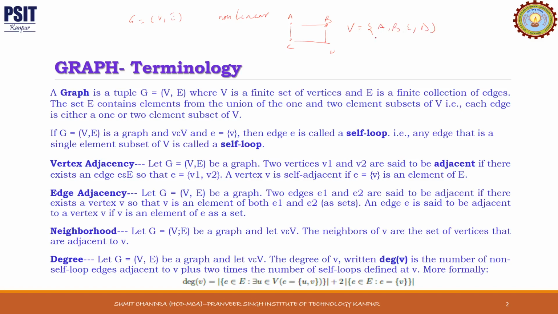The set of vertices V is equal to A, B, C, D. Vertices are also called endpoints, and the set of edges E is equal to: we have the AB edge, we have the BC edge, we have the CD edge, we have the AC edge. These are the set of edges. So it is a collection of vertices and edges.